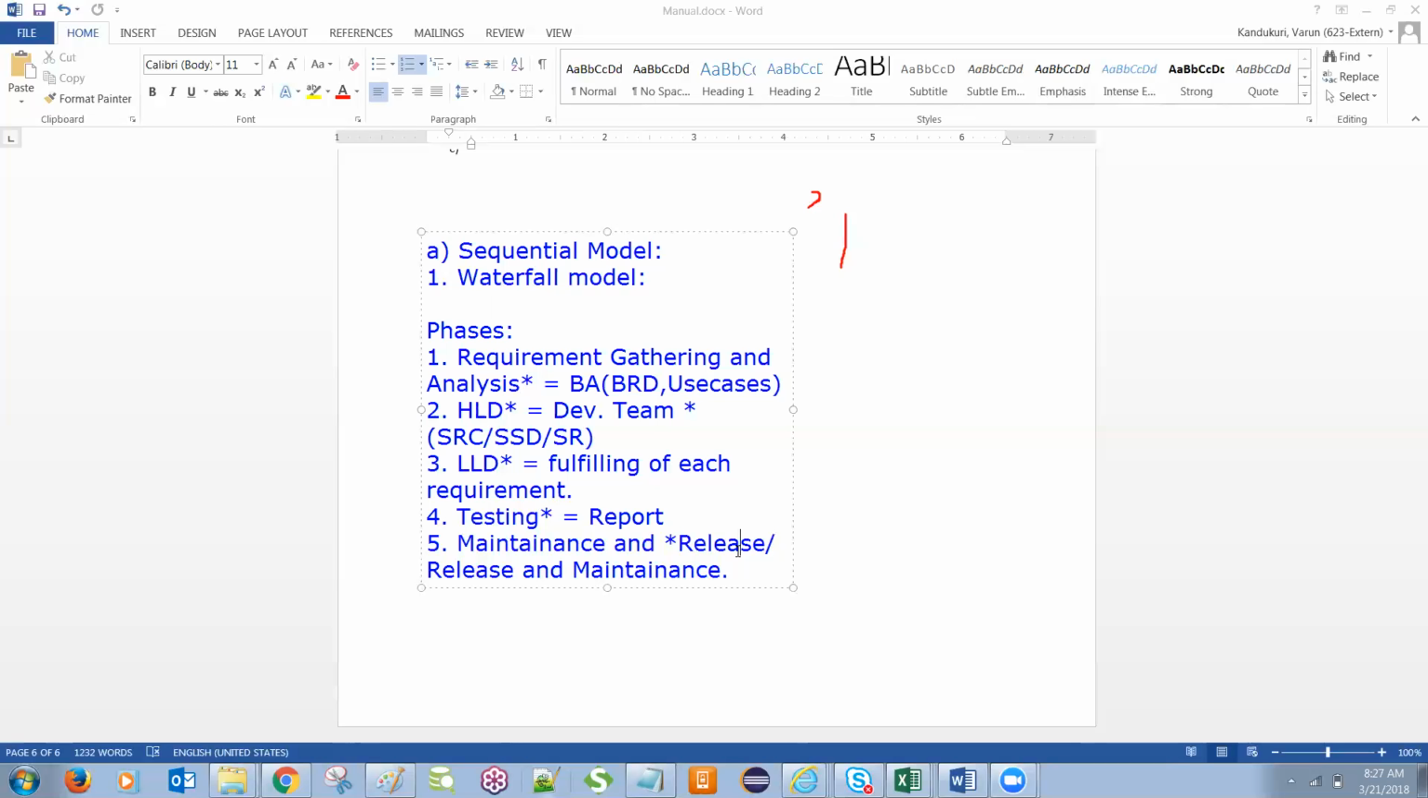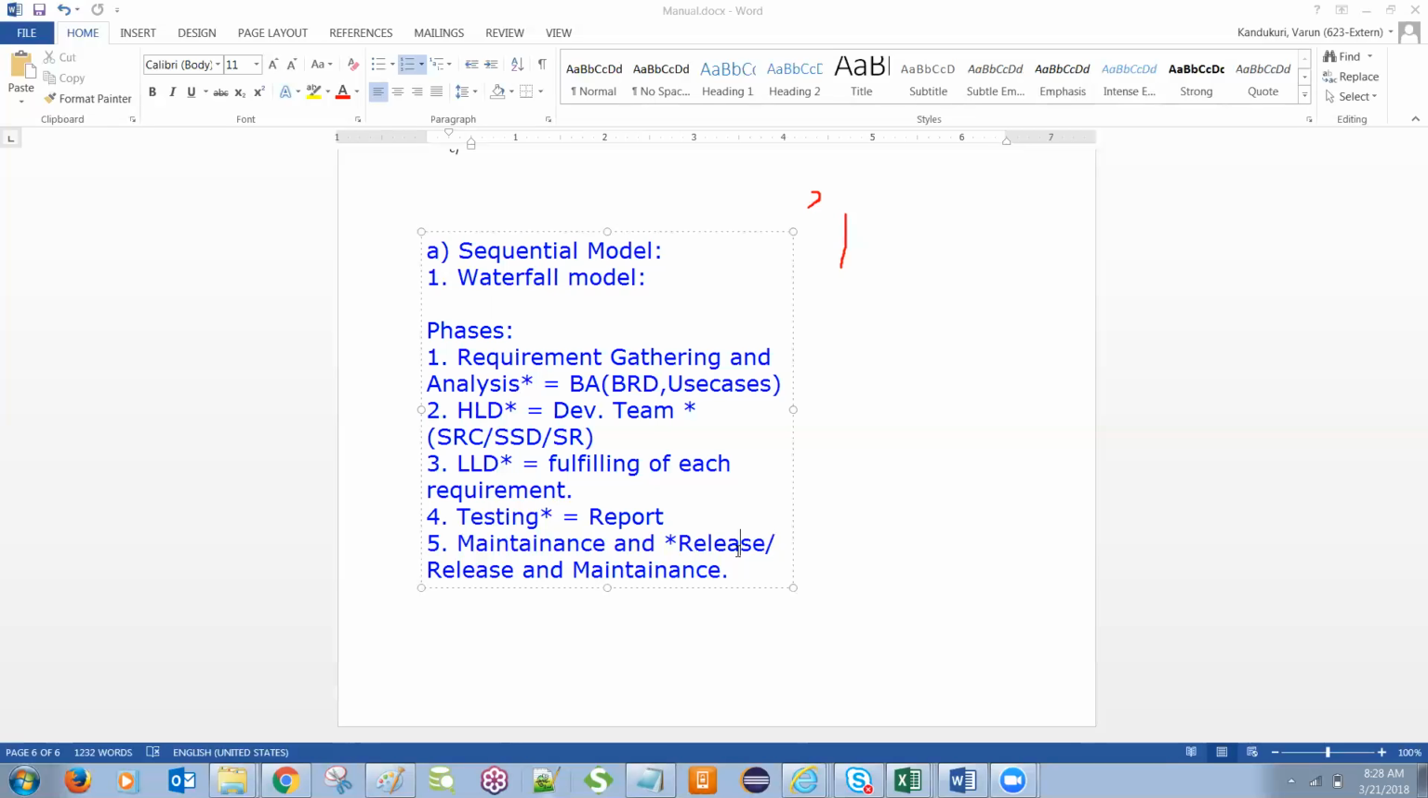Most customers... this model we can follow if the time deadline for the project is not close, if you have more time for a particular project. It also depends on the customer. If the customer says that time is not a constraint, then we can follow this type of model.